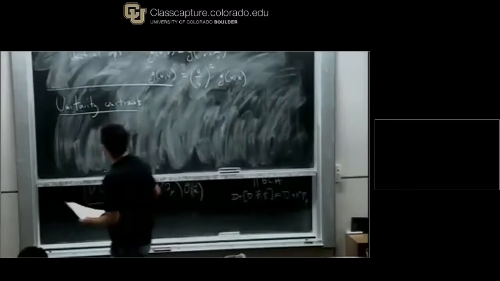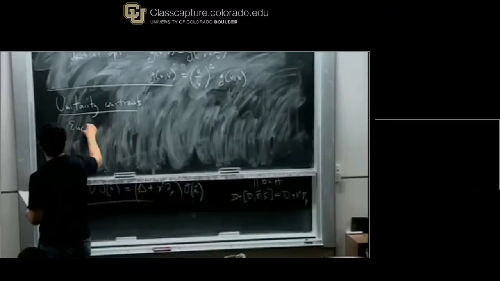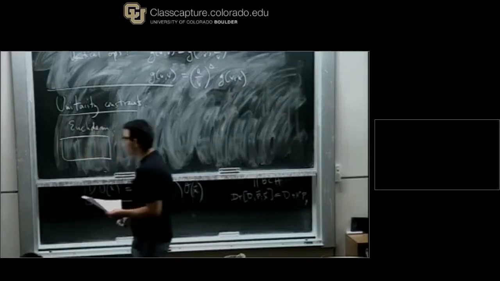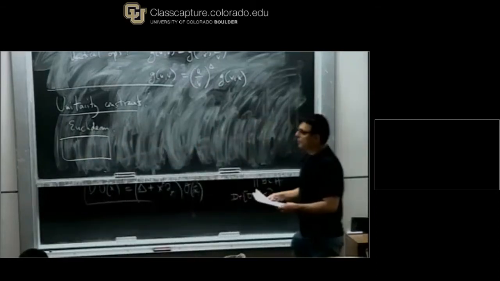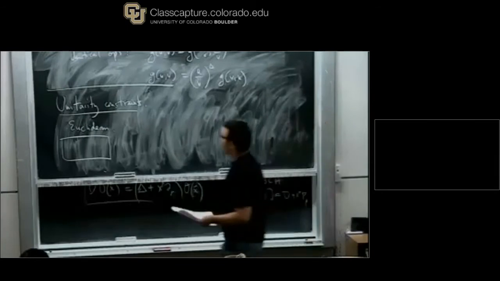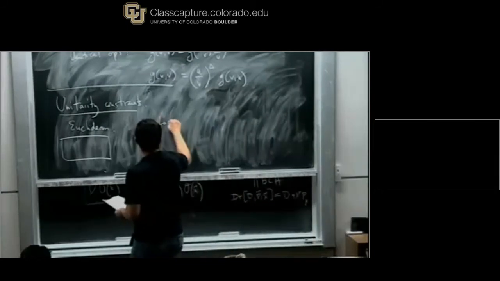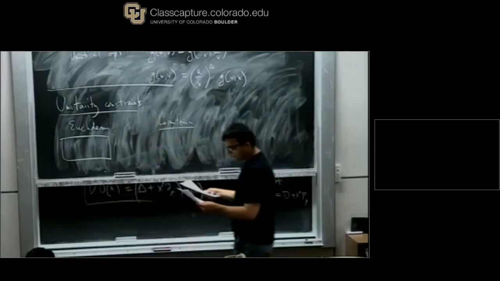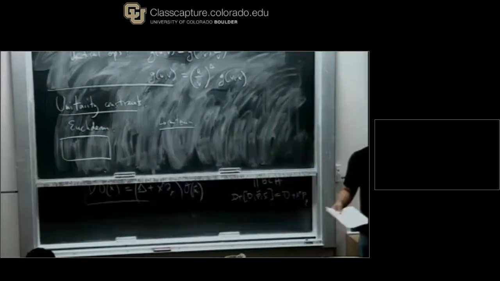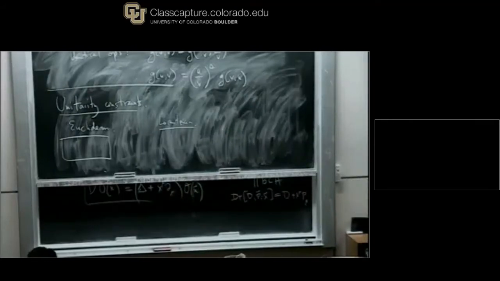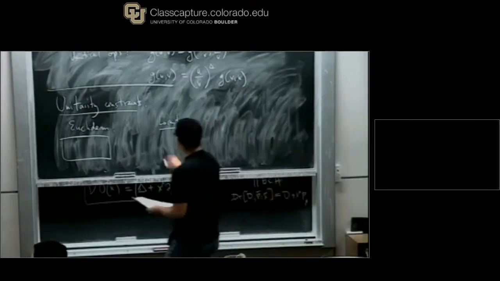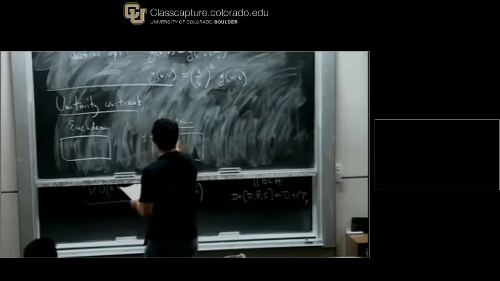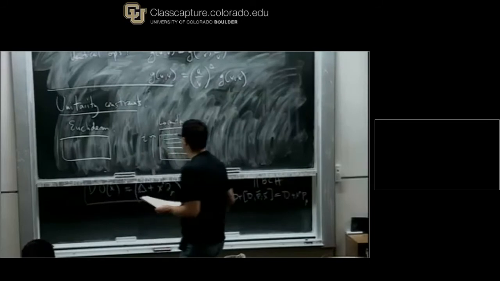So far I've been talking about Euclidean theories. So if you have here Euclidean, you can continue this theory to Lorentzian signature. But in order to do so, we have to specify which direction is time. So suppose that time goes in this direction. So the time slices are like this.